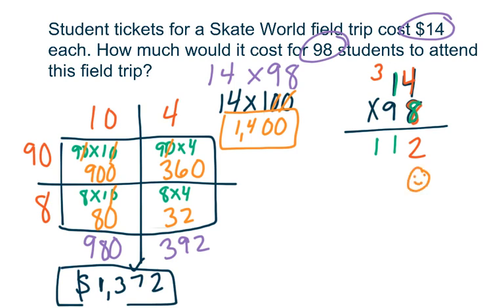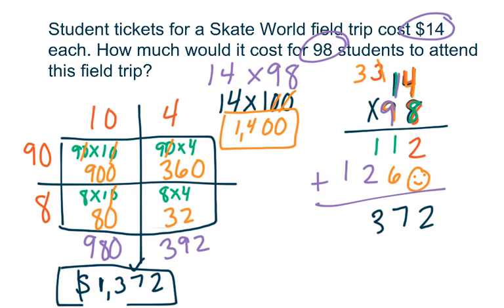Then I'm going to multiply my tens place times my ones place, so 9 times 4 is 36. I put my 6 and I carry a 3. 9 times 1 is going to be my next problem. That's equal to 9, plus 3 more is going to be 12. And then I'm going to add these two pieces together. So 2 plus 0 is 2, 6 plus 1 is 7, 1 plus 2 is 3, and then I bring my 1 down. So I get $1,372, which is the same as I got for my area model.